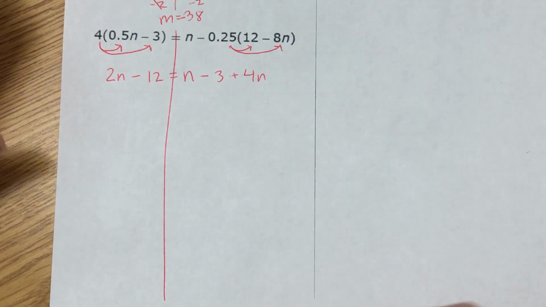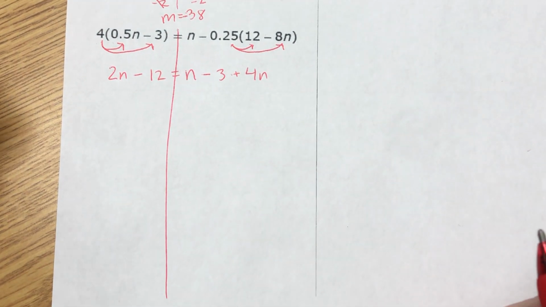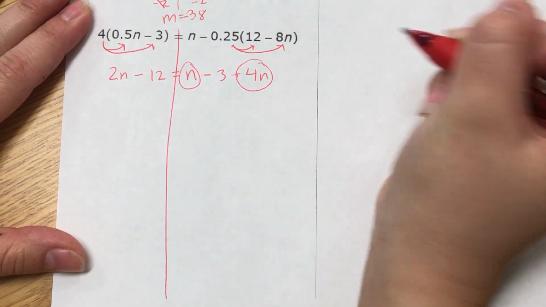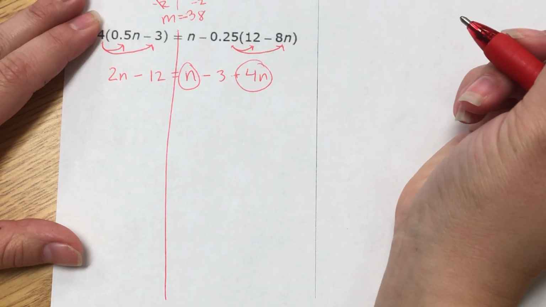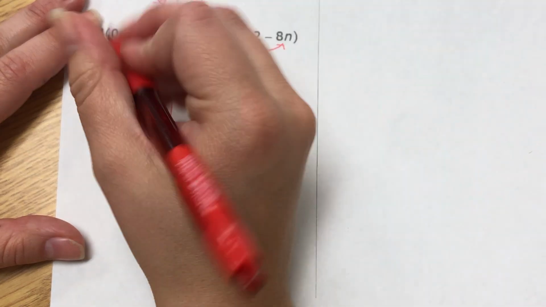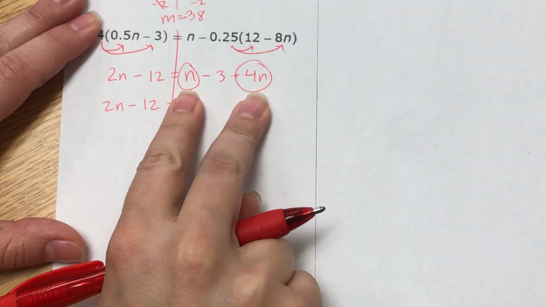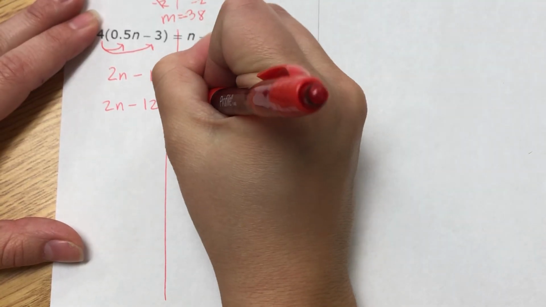All right, our second step is to combine like terms that are on the same side of the equal sign, which would be this n and this 4n right here. Everything else is not alike to that. I'm going to rewrite my equation and put together this n and 4n, which makes 5n.